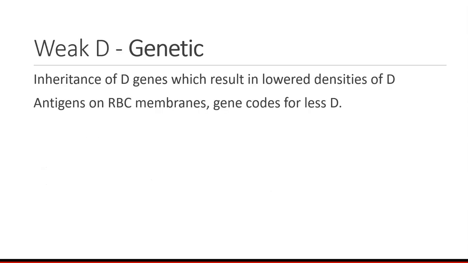In the genetic weak D, this involves inheritance of D genes from your parents, which results in lower densities of D antigens on the red cell membranes. So it codes for less D antigen, and it may be to the extent that you get a weak positive or negative on immediate spin.